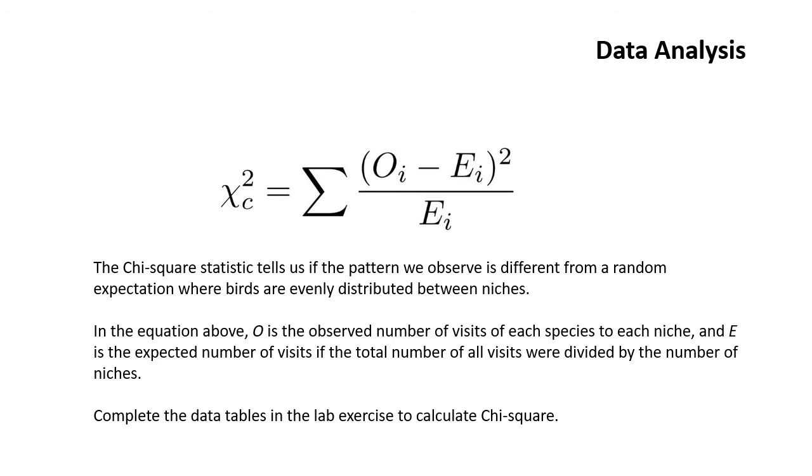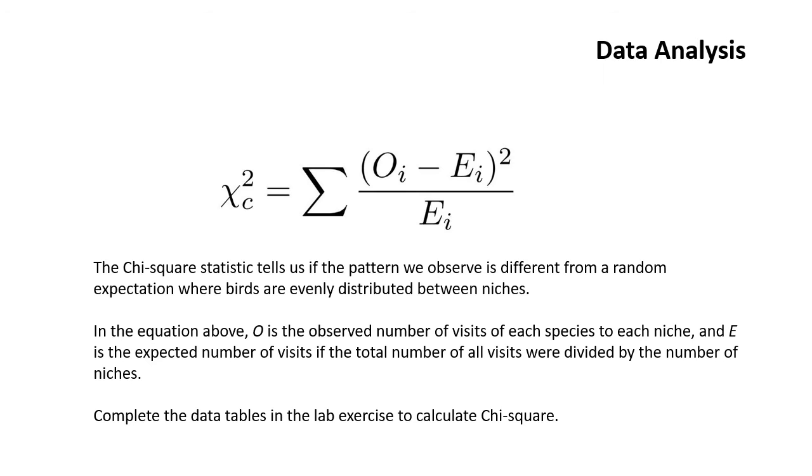And we have categorical data as both our dependent and independent variables here, right? So our niches are categories, the different feeders, 1, 2, 3, 4, 5. And the species are different categories too, right? Blue jay, goldfinch, whatever.